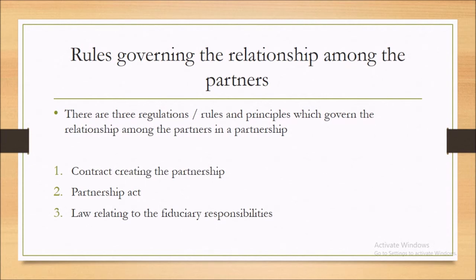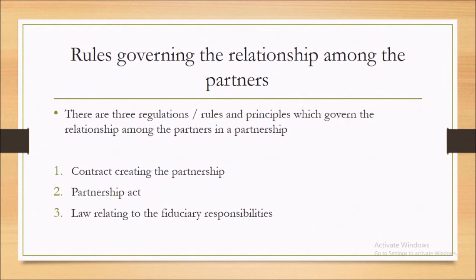Now, there are 3 types of rules. What are those? First, the contract created in the partnership. That is basically the partnership agreement, right? There are so many terms and conditions, legal obligations and regulations to govern, and all these things are included in that particular contract between the partners. So that is one thing where the rules govern the partnership, that is, the contract created in the partnership.